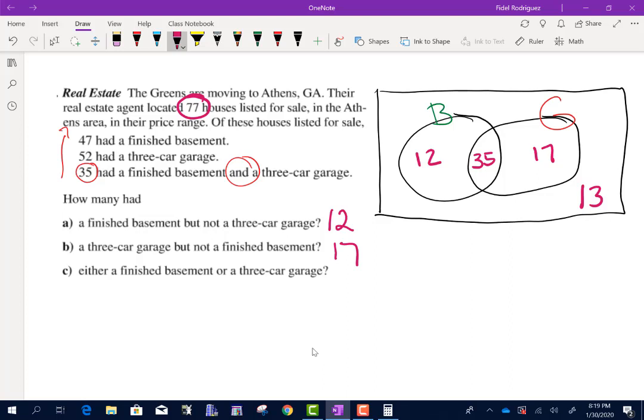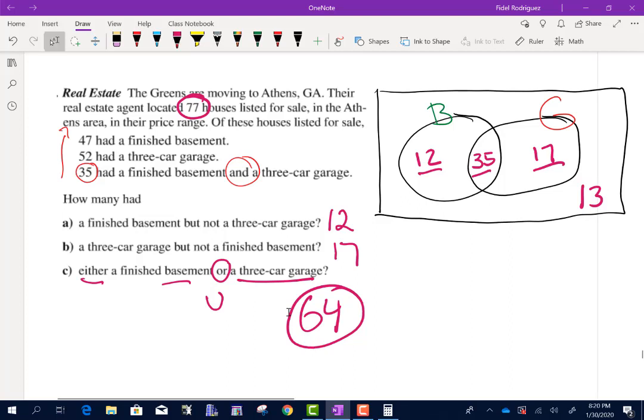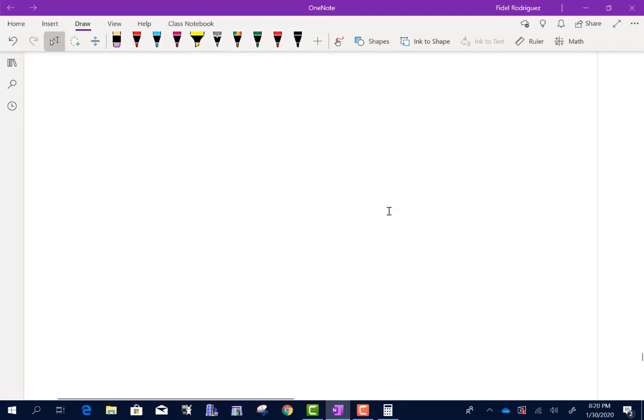Now, look at part C. Part C says they had either a basement or a 3-car garage. Now, guys, the either, the or, is going to be my union. So I need to take these numbers here and add them up. I want to say we did that earlier, and didn't we come up with 64? And so there's my answer for part C. Alrighty.